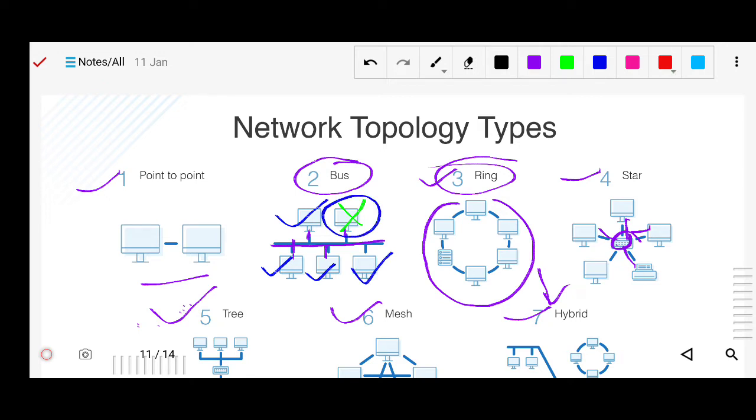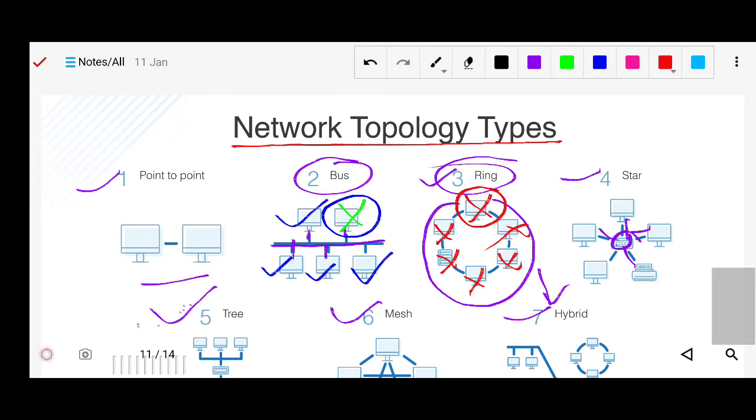But suppose in this ring connection, one system is not working. In this case the other systems will also not work, because these are all interdependent on the others. Likewise there are some drawbacks and some advantages of why we use each structure. About this you will know in your higher classes. So these are the network topology types.